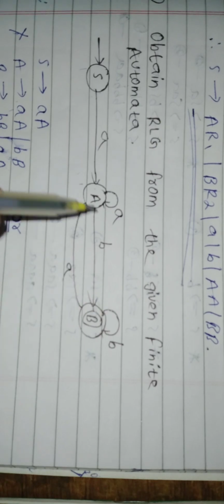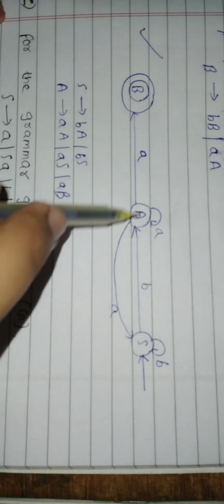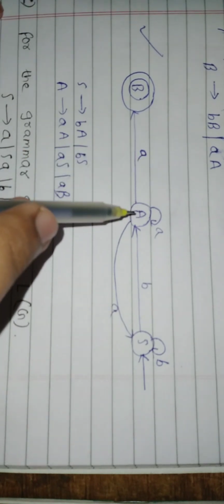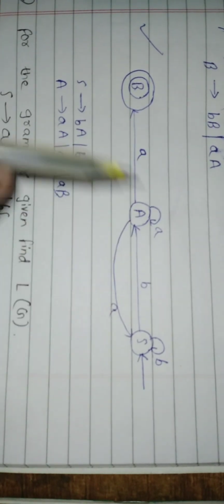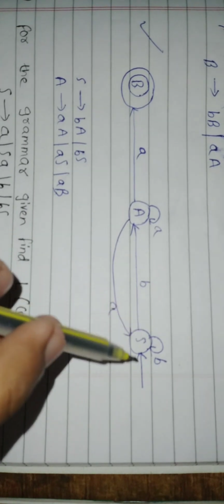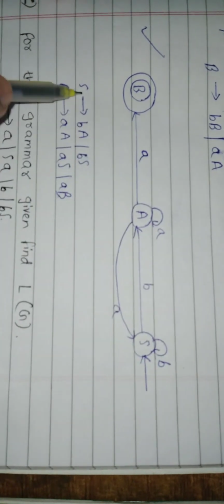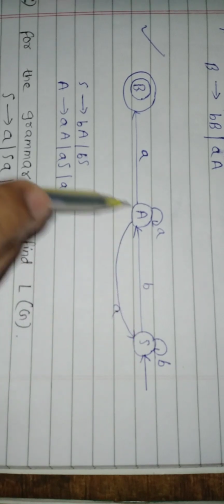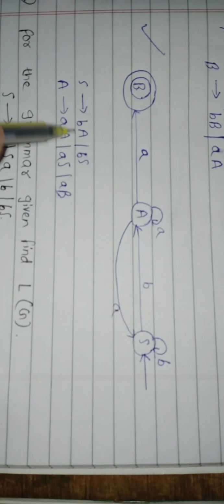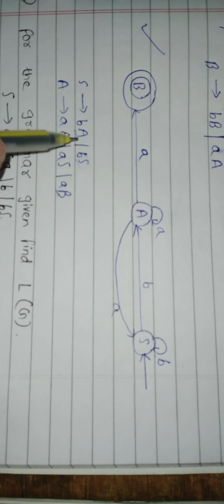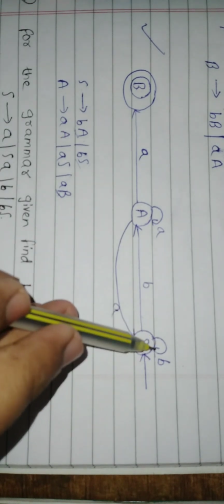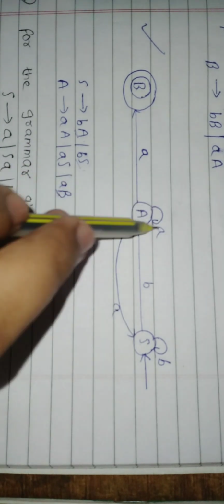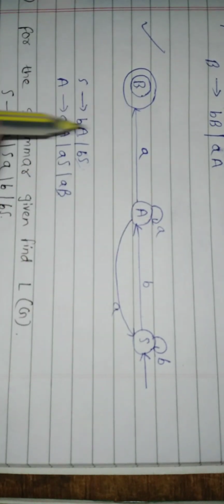The self loop will be as it is. So the self loop is as it is, directions are changed, intermediate states are as they are, and inputs are as they are. Now from here we write the production rules. S producing B, S producing bA. This is a right linear grammar, so we write the non-terminal on the right side.